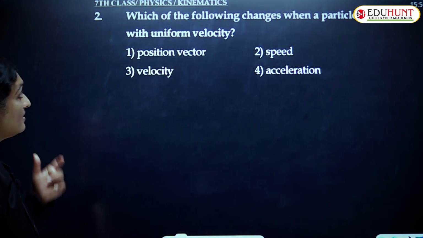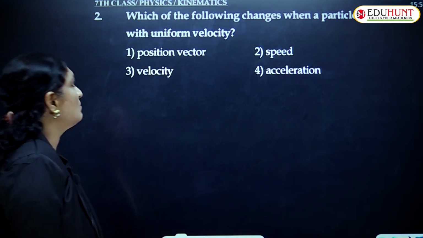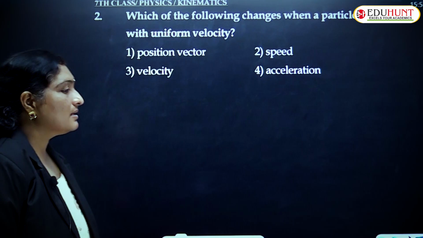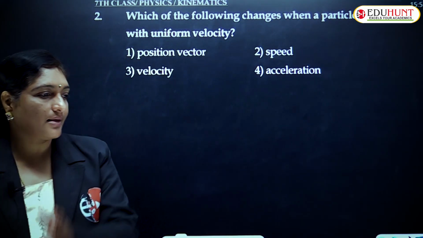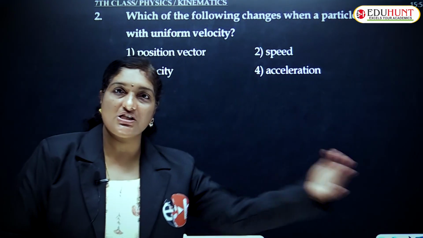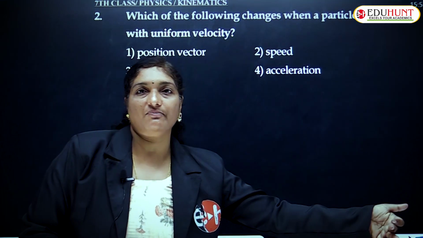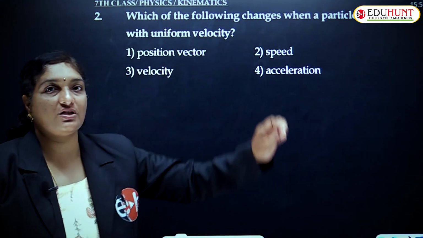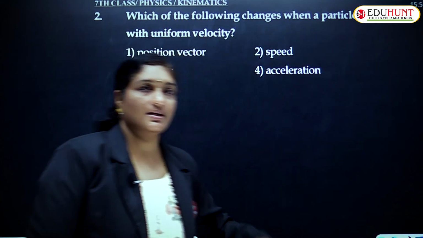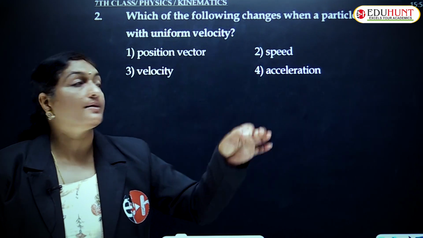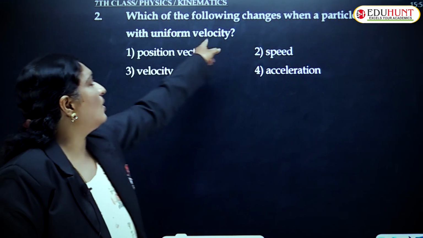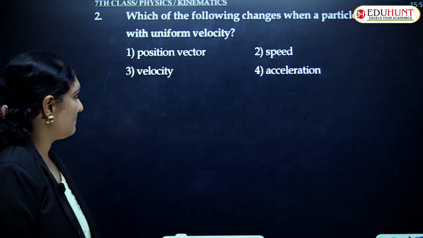Which of the following changes when a particle is moving with uniform velocity? Children, whenever a body is moving with uniform velocity, from time to time its position changes. Position changes from place to place. Whether it is moving in a circular motion or a straight line motion, its position continuously changes whenever a body is moving with uniform velocity.